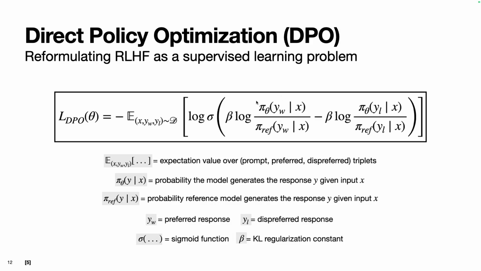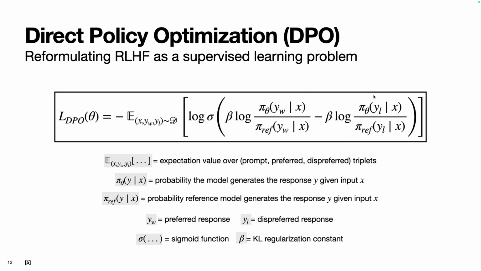So the key thing here is that at each step, we compute the probability of generating the winning response, we compute the probability of generating the losing response, and we compare that to the original version of the model. So basically the supervised fine-tuned checkpoint or whatever model you started with. And then basically all we want to happen is we want this to get bigger and this to get smaller. We want the probability of generating a winning response to go up relative to the original version of the model. And then we want the probability of the dispreferred response to go down compared to the original version of the model. So this needs to go up, this needs to go down.